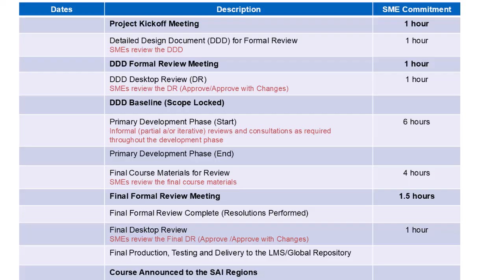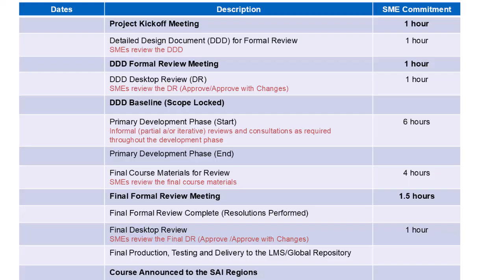Your DDD formal review meeting, that's the entire DDD now, tab 2, that's going to be 1 hour. Now, for them to review the DDD form, tab 2, that's going to take them about another hour to review that. So you've got an hour for the actual meeting and an hour for them before the meeting to review.